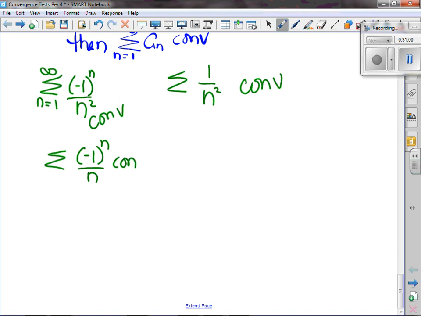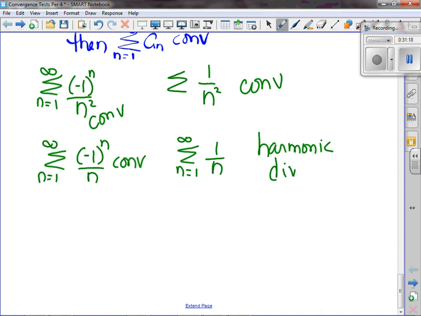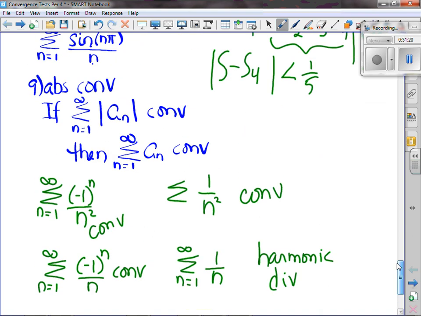We know this one converges. I know that converges. But is it absolutely convergent? Here's the absolute one. It's 1 over n. What's that called? That's a harmonic. So here's the problem. If the absolute value of my series doesn't converge, that doesn't tell me anything about the one without the absolute value. It tells me nothing. All I know is that if the absolute value of the series converges, then the original series converges. That's all I know. But if the absolute value of the series diverges, I know nothing.